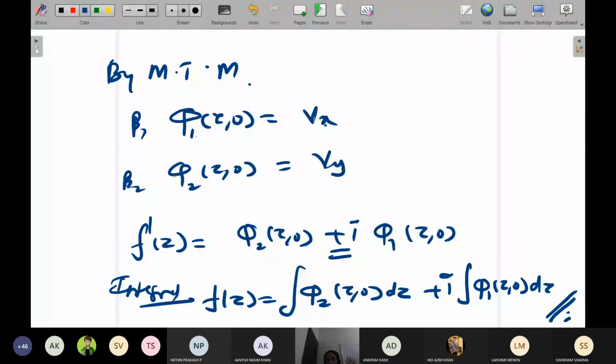Those are not constants. Only the thing is, always replace x by z and y by 0. This is what the Milne-Thomson method says. When you do problems, you will understand. So the Milne-Thomson method says to replace x by z and y by 0. And you should remember, when u is given, you have a minus sign here. When v is given, there is no minus sign.